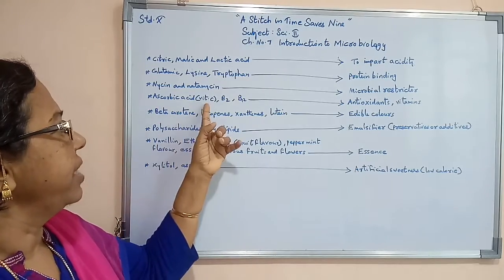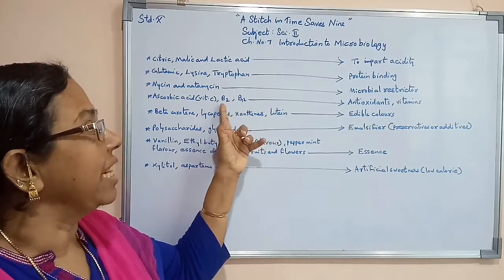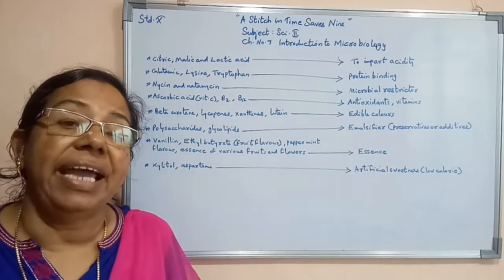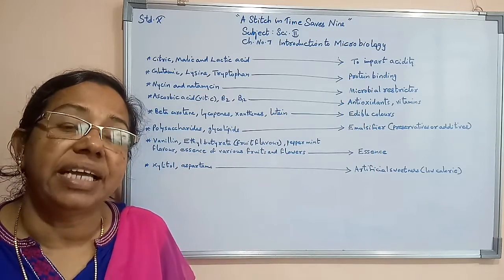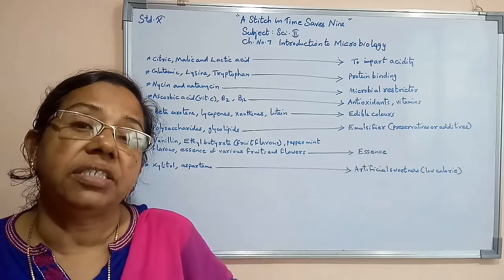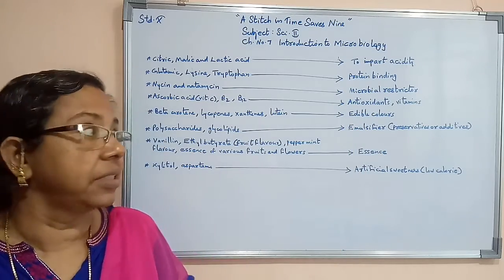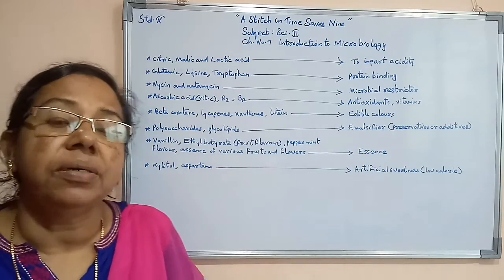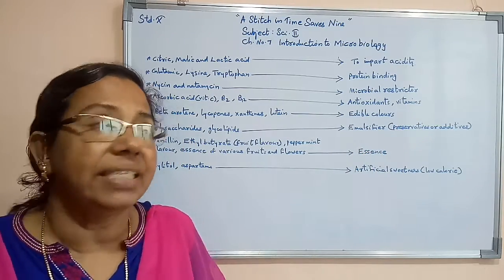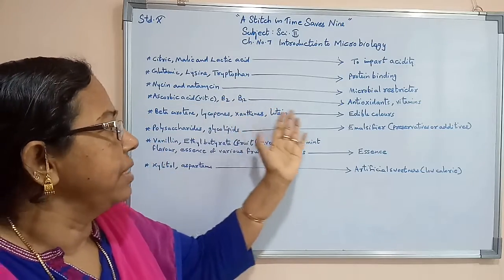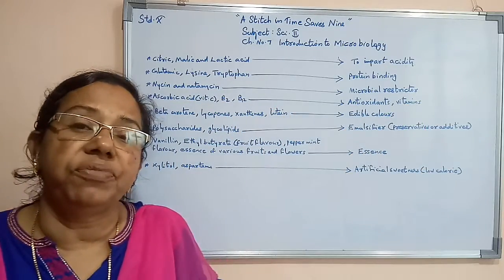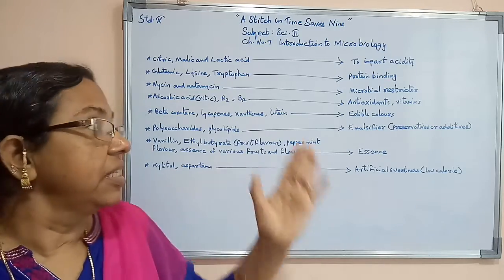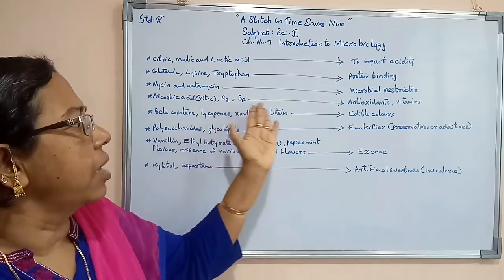Ascorbic acid, that is vitamin C, vitamin B2 and vitamin B12 act like antioxidants. That means they prevent oxygen from reacting with the food items. As well as that, they help with the production of vitamins. These are all vitamins, so because of the help of microbes, such vitamins are produced.